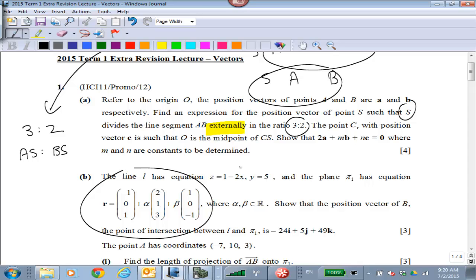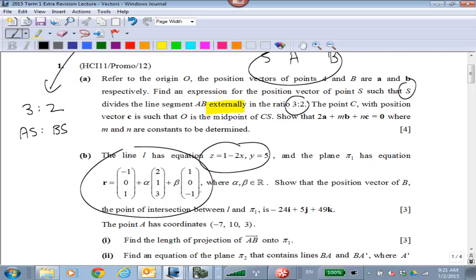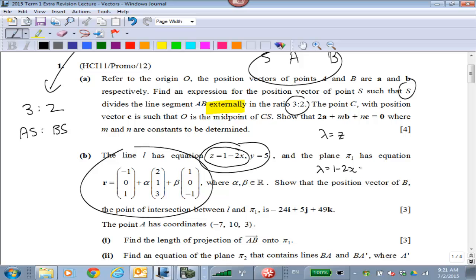Which means that every time a Cartesian equation is given to you, where the x, y and z are given, change it to vector equation. Only the vector equation is useful for us. Understand this? But then you need to know how to change. The way to change it is, if I read this, do you agree that they are telling you z equals 1 minus 2x? But separately, they tell you that y is always equal to 5. So I will just say lambda equals z, lambda equals 1 minus 2x. You know the lambda in your lines, alright? And then y is just 5. Understand?